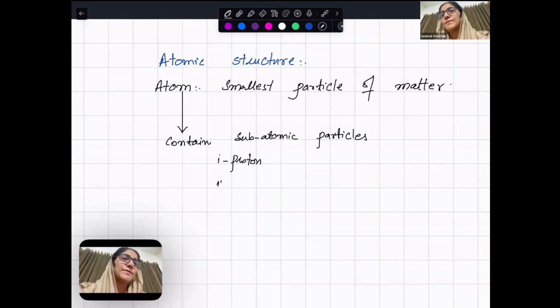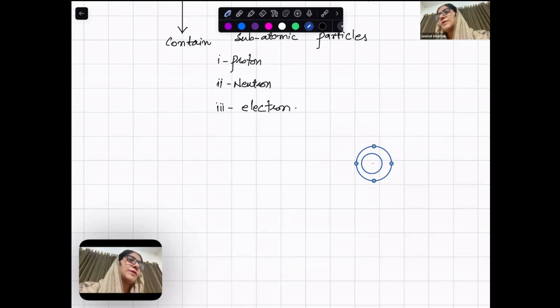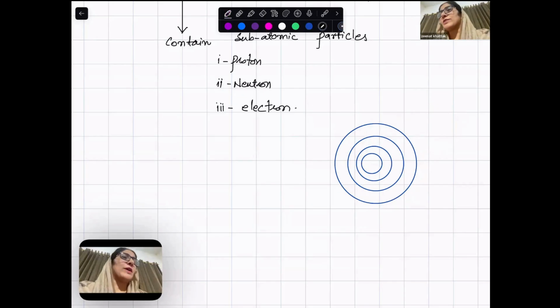Proton, neutron, and electron, right? Now, structure of atom. You know, an atom contains a nucleus and shells. The central part is what? Nucleus.